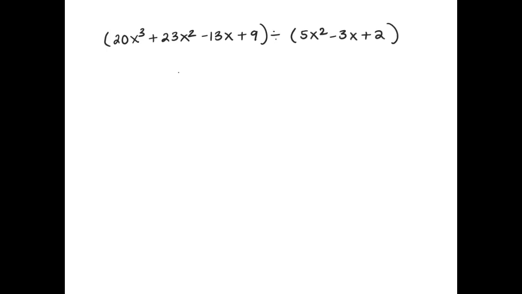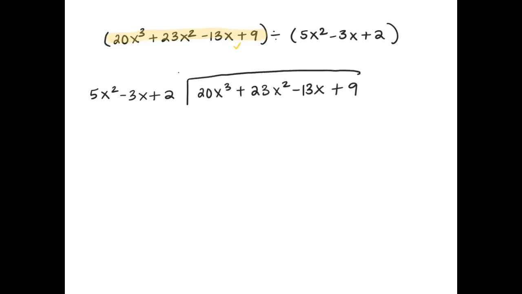Now, I know there's not any more practice problems on the PDF that I provided. However, I do want to take a look at one more to show you something else that can happen. So let's take a look at this division problem. Up front, I'm going to bring my 5x squared minus 3x plus 2. Underneath my square root, I've got 20x cubed plus 23x squared minus 13x plus 9. Only concern yourself with the front one.